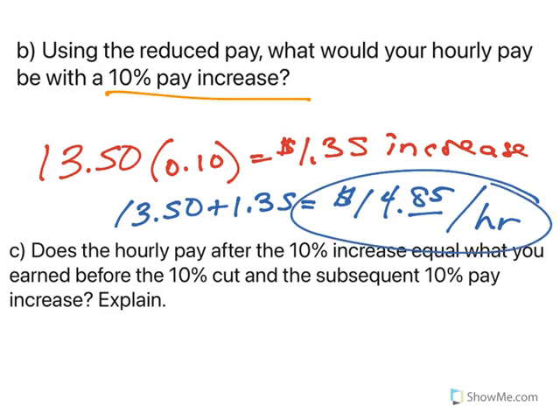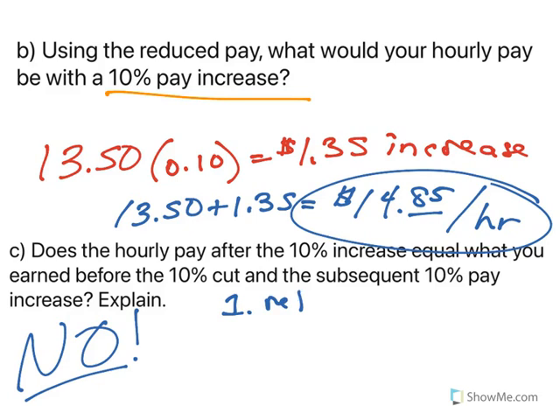So is that back to where I started? And the answer is no. The difference is all about the reference, right? In the first piece, our reference was $15, and the second time, our reference was $13.50. So every time your reference value changes, the percent is going to be impacted as well. So that's one thing you have to be mindful of.